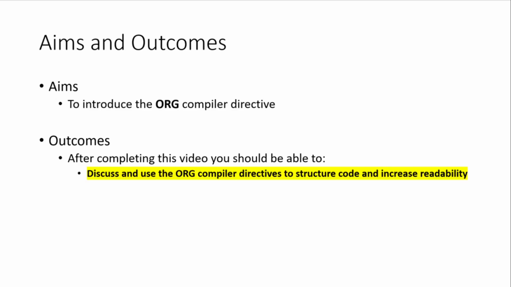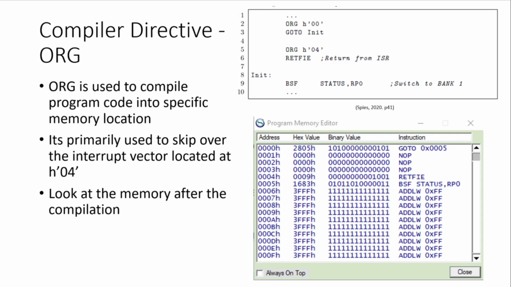The aim of this video is to introduce the org compiler directive, and after this video you should be able to discuss and use the org compiler directive to structure code and increase readability. Org is another compiler directive which is used when programming the PIC. Org is used to compile program code into specific program memory areas.